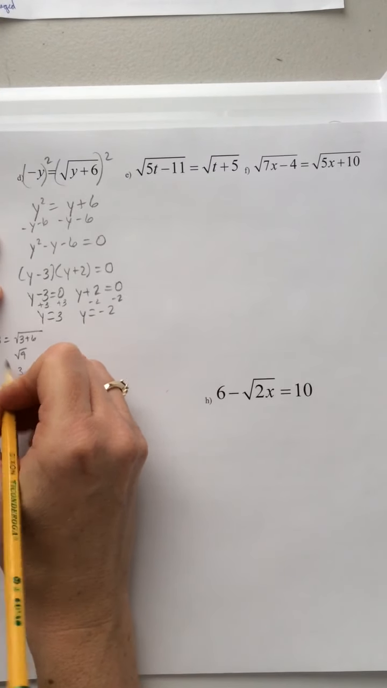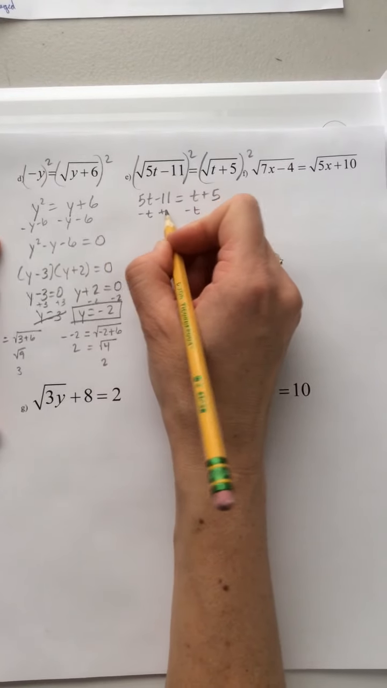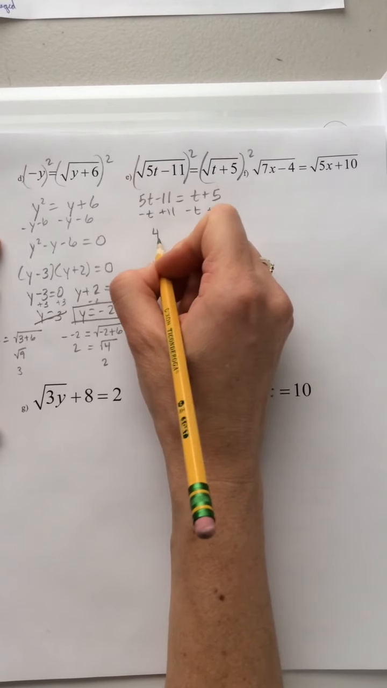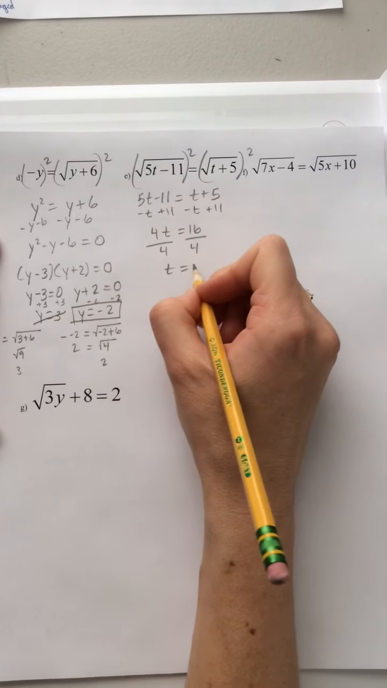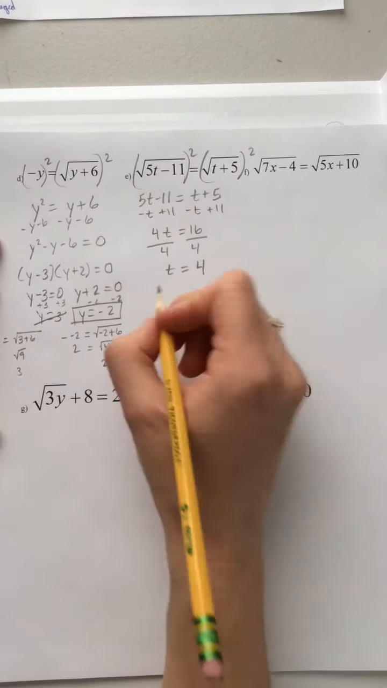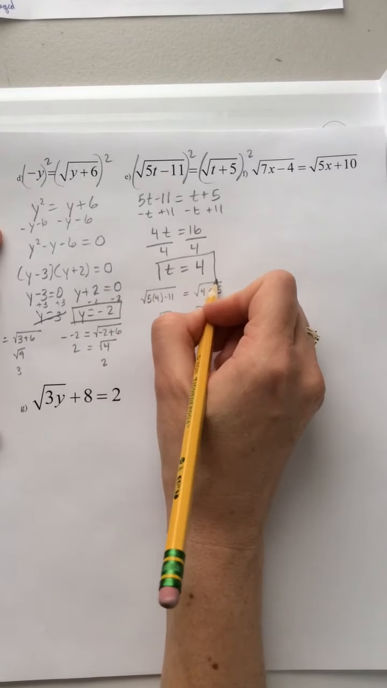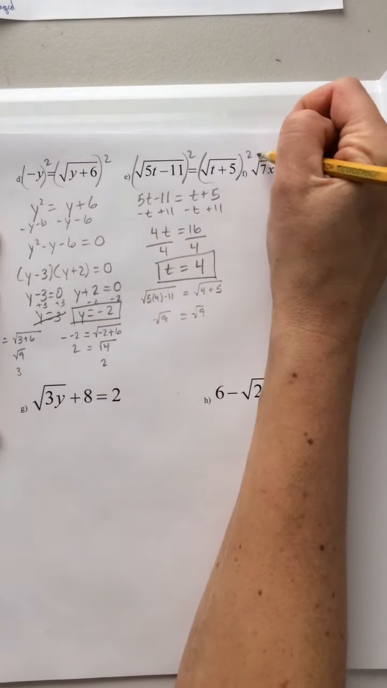Here we've got more than one radical, so we get one on each side. And then we square, so we get 5t minus 11 equals t plus 5. Let's solve it. Subtract the t, add the 11. So 4t ends up equaling 16. Divide by 4. t is 4. Now let's check. 5 times 4 minus 11, does that equal the square root of 4 plus 5? Well, 5 times 4 is 20 minus 11, we get radical 9 equal to radical 9, so yes, t equals 4 works.